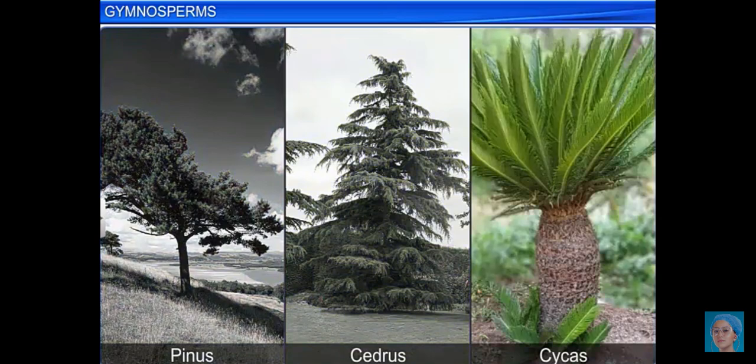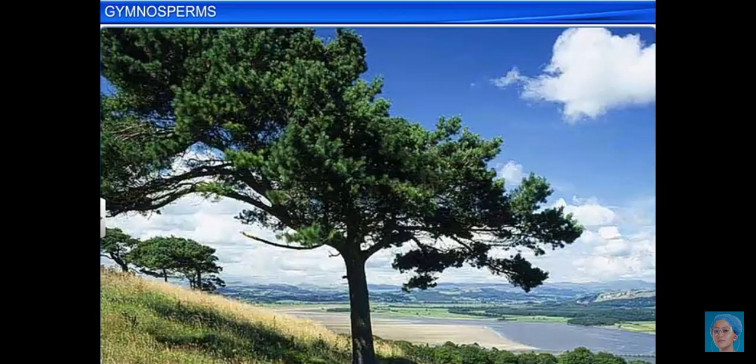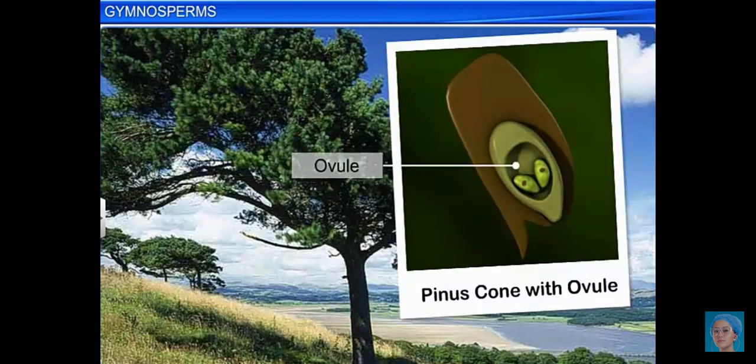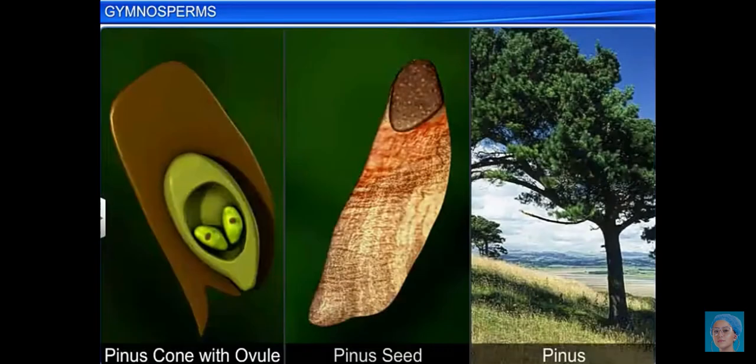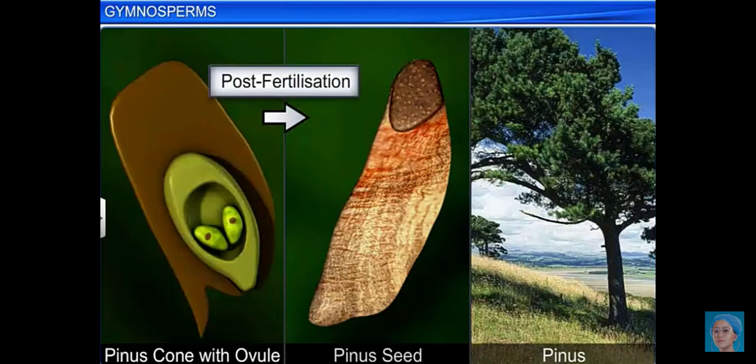Cedrus and Cycas, growing in the cooler regions of India. All of them are gymnosperms, a group of plants in which the ovules are not enclosed by an ovary wall and remain exposed or naked before fertilization, as well as post-fertilization, when they develop into seeds. These seeds germinate to give rise to new plants.